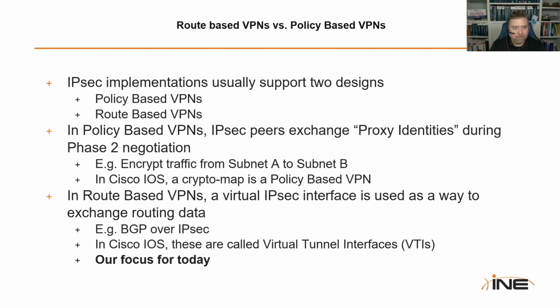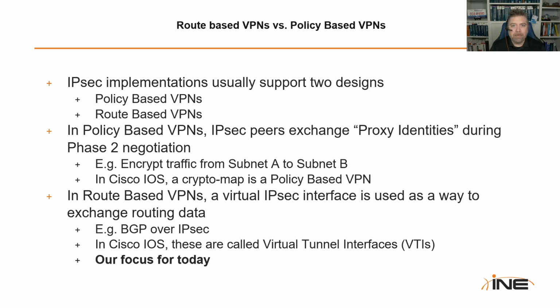and policy-based VPNs. In policy-based VPNs, the IPsec peers are going to exchange their proxy identities during phase 2 negotiation. Okay, the idea here is that we're going to say, I want to encrypt, for example, subnet A to subnet B. Then on the reverse end, that peer would say, I want to encrypt from subnet B to subnet A, so the proxy identities are mirror images of each other. Okay, in iOS implementation, this is the crypto map. So crypto map is considered to be a legacy configuration construct.